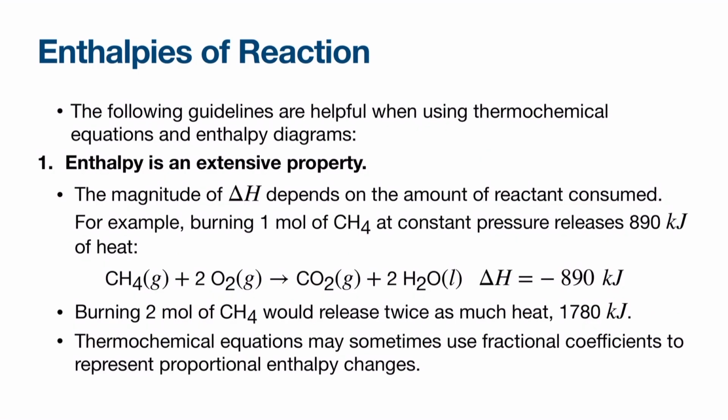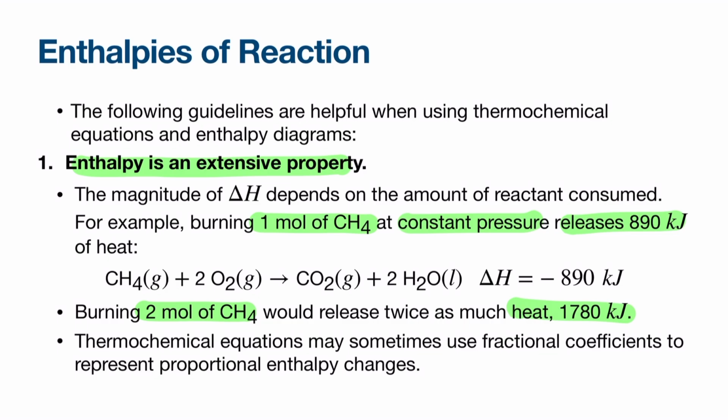Before we use the thermochemical equations or draw enthalpy diagrams, it is important to remember that enthalpy is an extensive property. This means the amount of heat change depends on how much of the substance reacts. So for instance, if we burn 1 mole of methane, it releases 890 kilojoules of heat at constant pressure. That's the delta H for this specific amount. But if we burn 2 moles of methane instead, the heat released doubles to 1,780 kilojoules. Because again, the delta H scales with the amount of reactant.